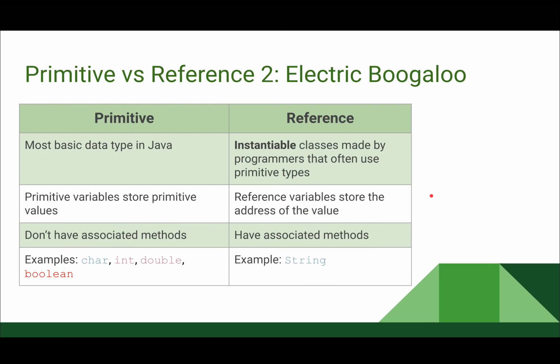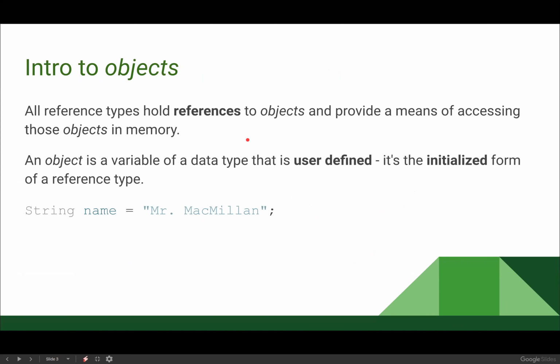So let's go into some more details about this first box here. When we are talking about objects today, all reference type values hold a reference to an object and provide a means of accessing those objects in our computer's memory. An object is a variable of a data type that is user-defined. It is the initialized form of a reference type.